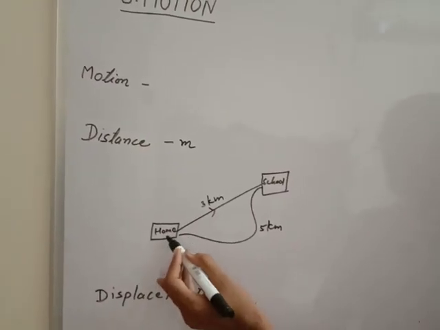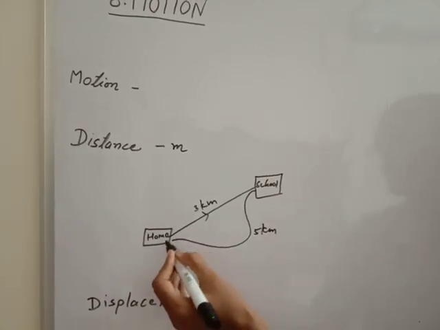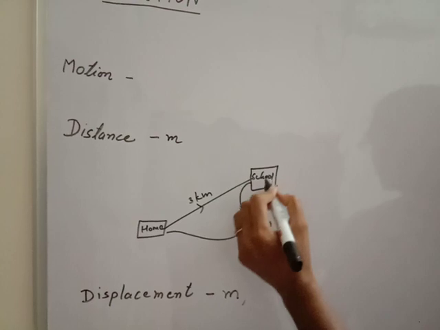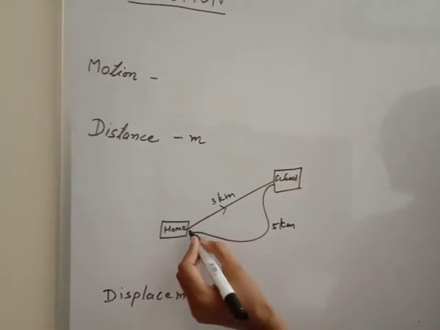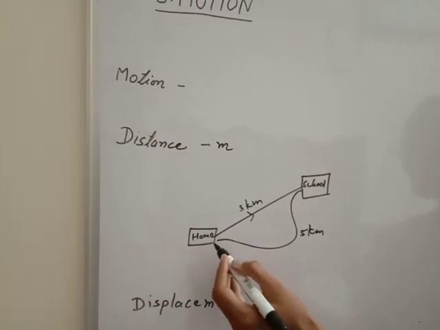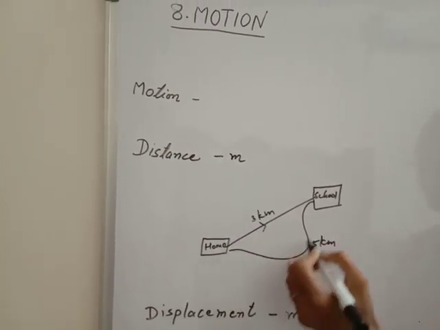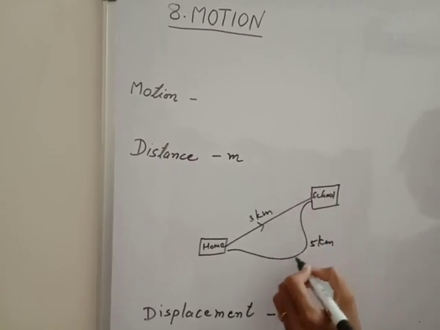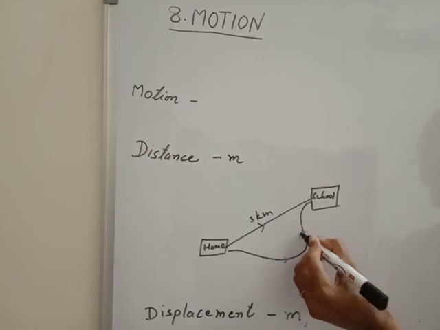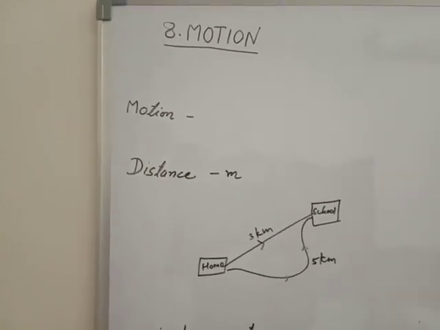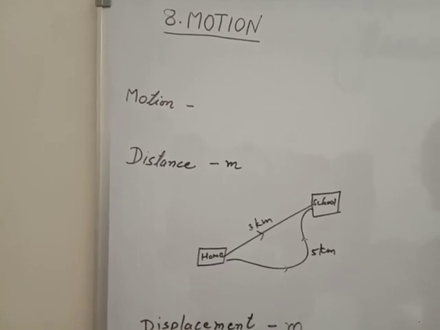Okay. Now this is your home and this is your school. Suppose you are going to school and again coming back to home at 1 o'clock. Now what is the total distance covered by you and what is the total displacement? So, what is the condition? You are going to school and coming back again. So this is the path of going to school. Now you are told that how much is the total distance covered by you and what is the total displacement.